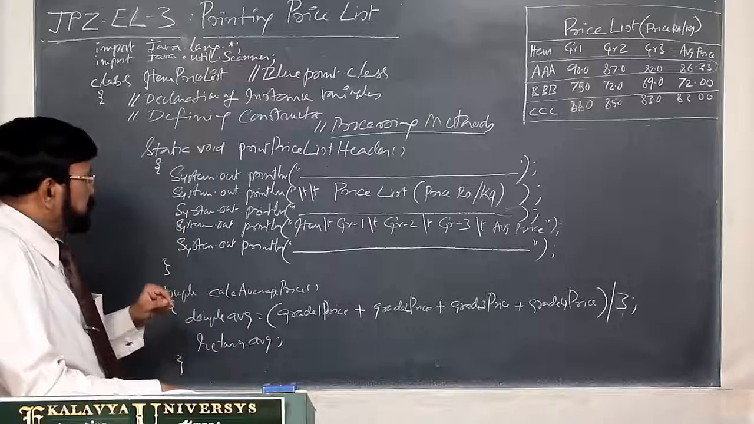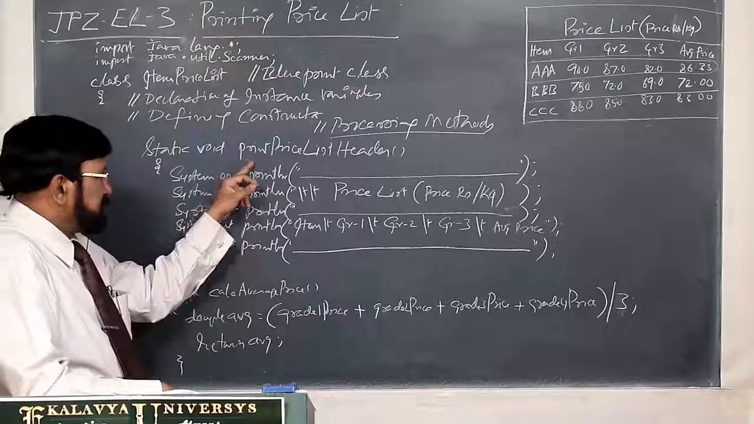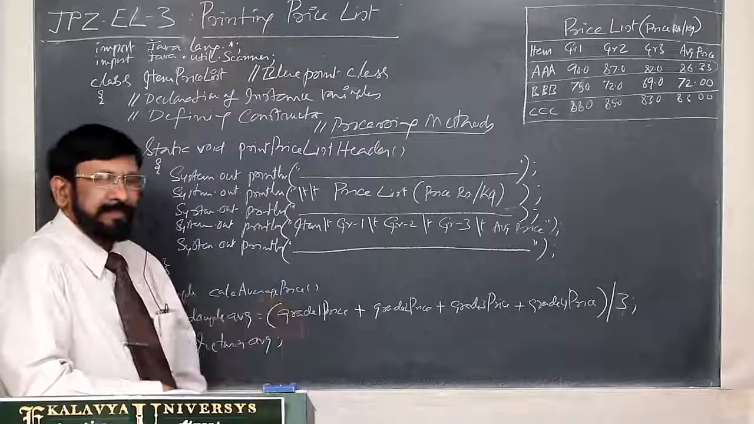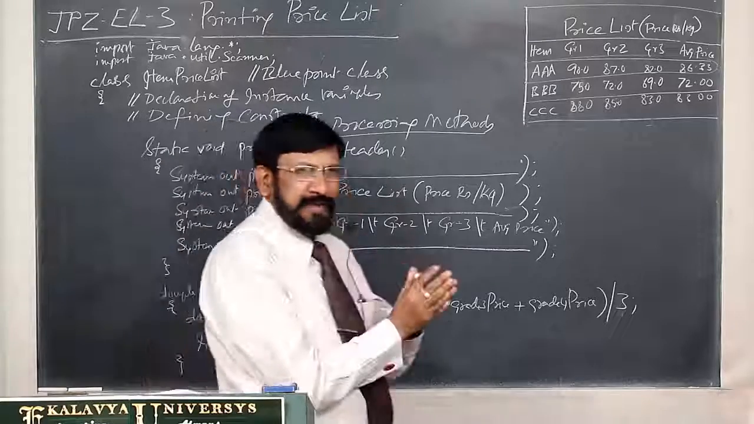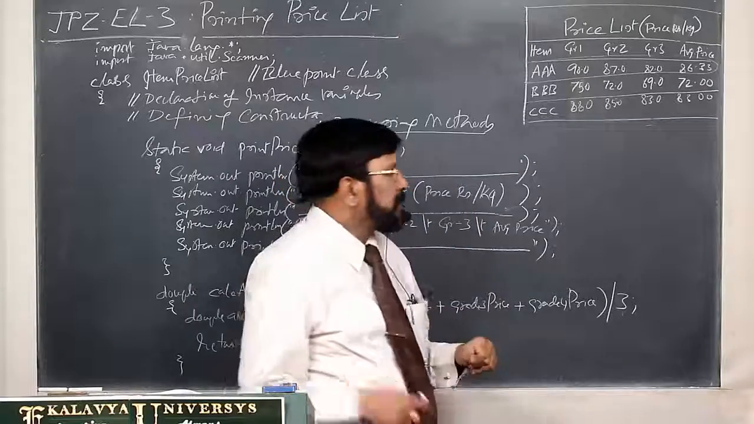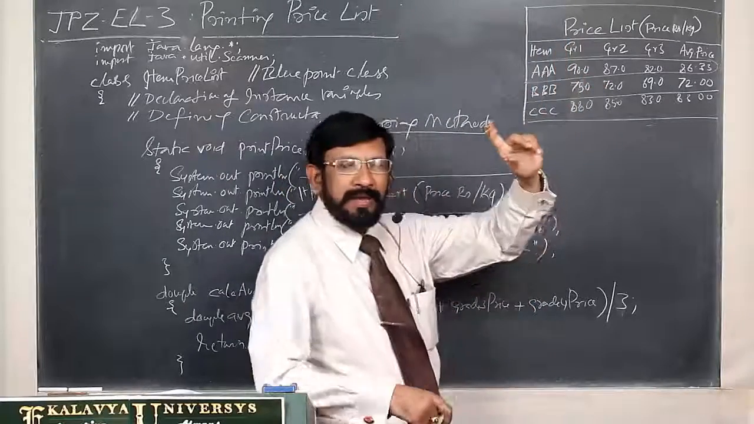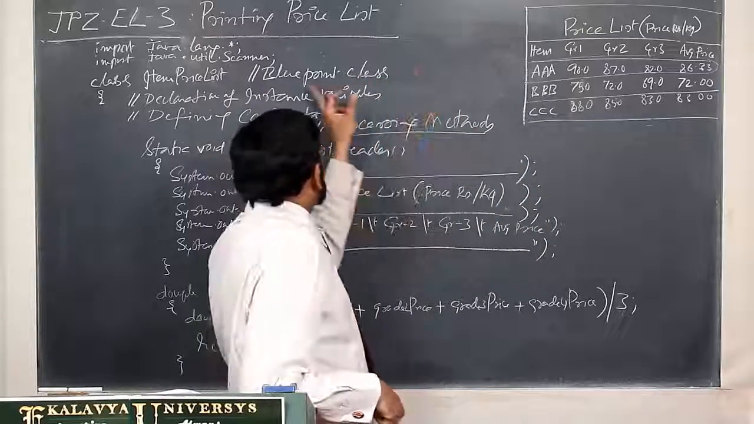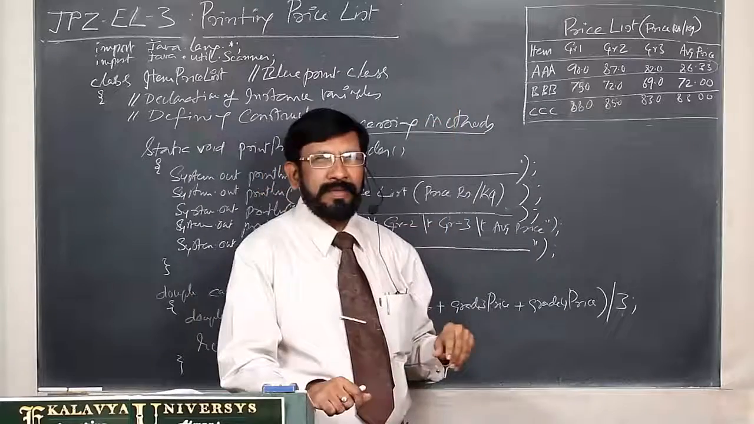Now I am introducing one new method. Actually, this is a print price list header. I am declaring it as static. Practically think, for this purpose you should have a broad mind. Already I told you, one row I have taken as a price list. What is that? Item price list. I have taken an object.